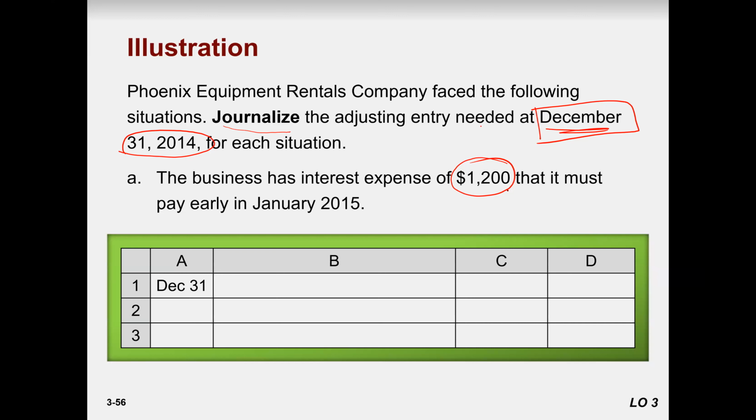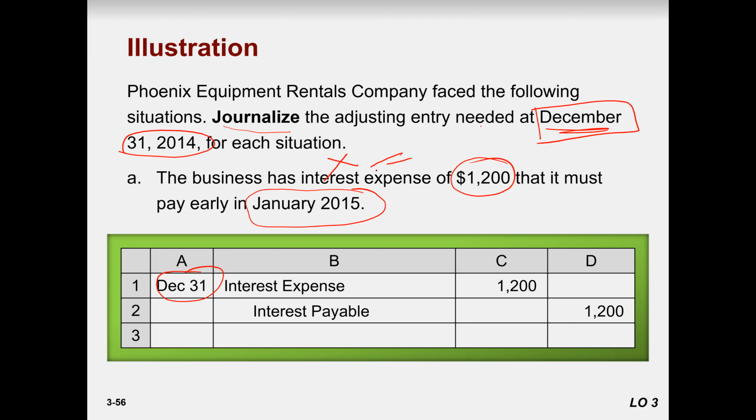Okay, so the business has interest expense of 1200 that it must pay early in 2015. So you are here on 31st of December. So what is the entry? Did you pay that? No. Interest expense occurred? Yes. But paid in the same year? No. So you create a liability. Interest expense to interest payable.